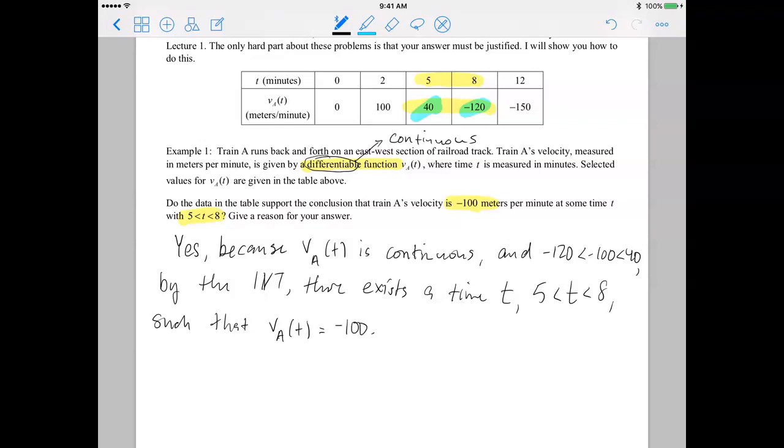That is a well-constructed sentence that answers the question, talks about the hypothesis of the intermediate value theorem, which is this part right here and also this part right here. Those are the two things that you need for the hypothesis of the theorem. And then after I state the hypothesis, I really just restate the question by saying there exists a time t, 5 less than t less than 8, such that v sub a of t is equal to negative 100.